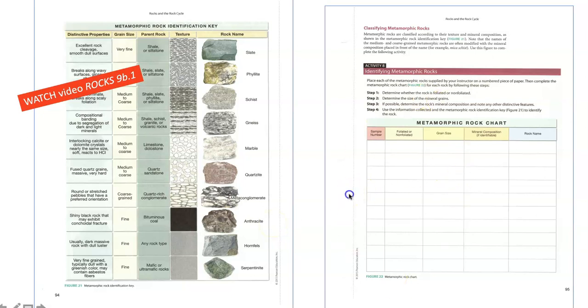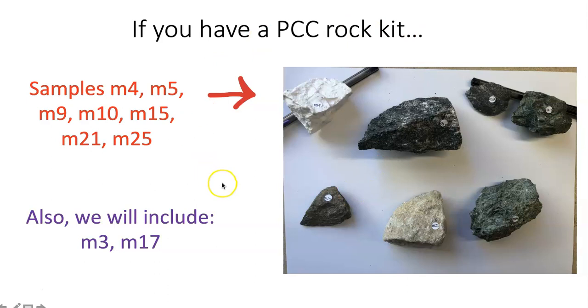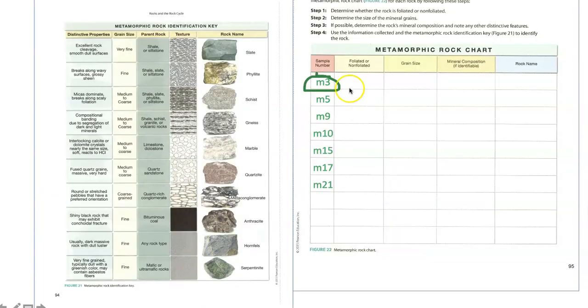And here's our chart. If you have a PCC rock kit, we're going to look at most of these metamorphic rocks, but not all of them. So here are the ones we're going to look at, and let's take a look at M3 together. Oh, and also, here's what you have to choose from.